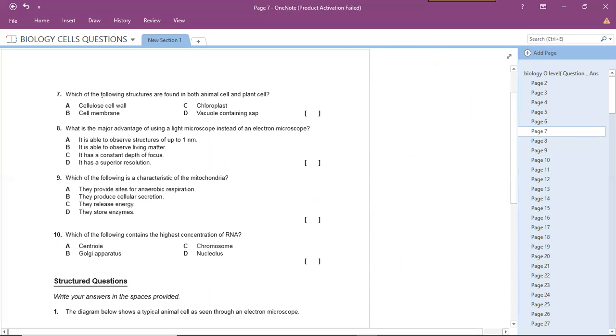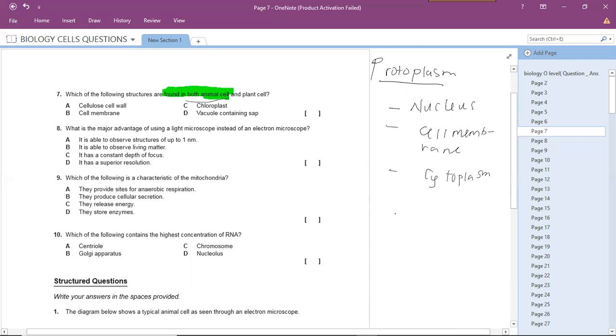Which of the following structures are found both in animal cells and in plant cells? I told you this question is going to come. So they are saying found in both. Remember, I told you both plant cells and animal cells need something known as protoplasm. Remember protoplasm, the living part of the cell. You need a nucleus, you need a cell membrane, and you need a cytoplasm.